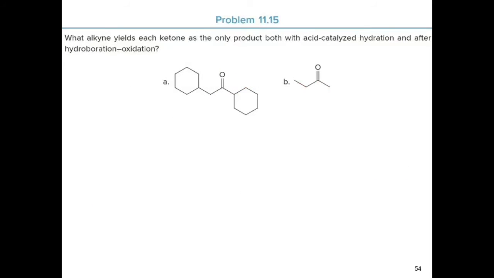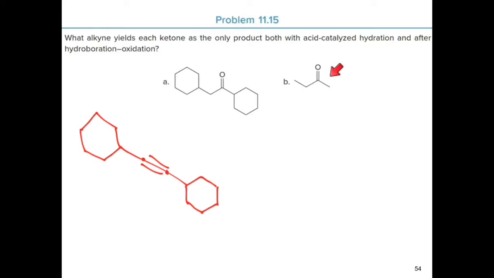And here's another practice problem. What alkyne yields each ketone as the only product both with acid-catalyzed hydration and after hydroboration-oxidation? So to answer this question, all you have to do is replace this carbonyl group with a triple bond, connecting this carbon atom with this adjacent carbon atom, as shown here. So you can see that we have an alkyne, an internal alkyne, which results in the formation of this molecule if you were to react this via acid-catalyzed hydration or hydroboration-oxidation reaction.